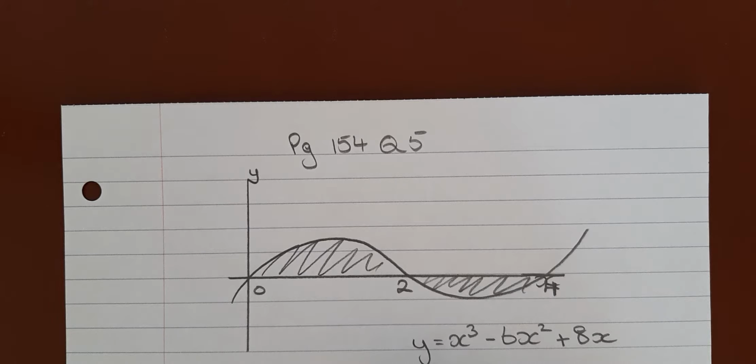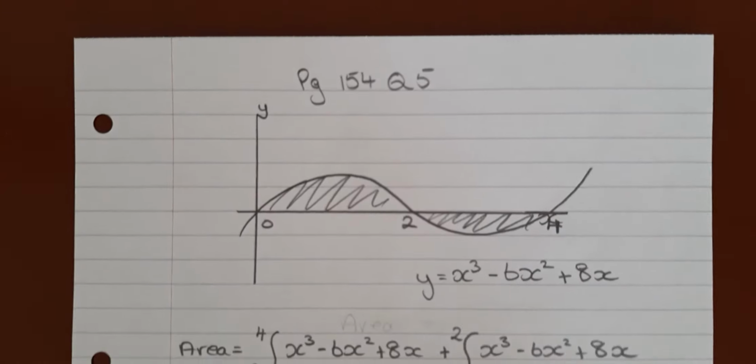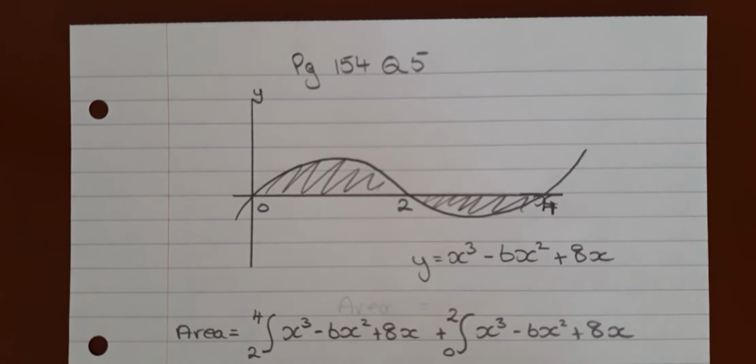This is the equation of our curve, which is x cubed minus 6x squared plus 8x. So this question has to be done in two parts. To find the area, we need to find between the limits of 4 and 2, the integral of x cubed minus 6x squared plus 8x, and add to it between the limits of 2 and 0, the integral of x cubed minus 6x squared plus 8x.